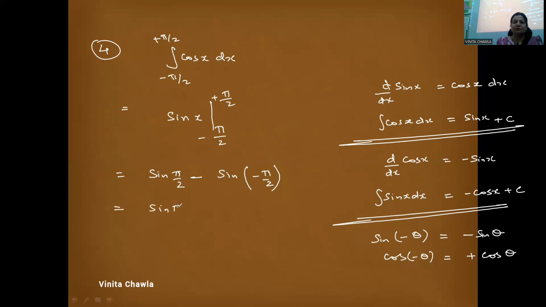Sin pi by 2. Now we can write minus sin of minus pi by 2 as minus minus plus sin pi by 2. Sin 90 degree. Pi by 2 is 90 degree. So 1 plus 1.